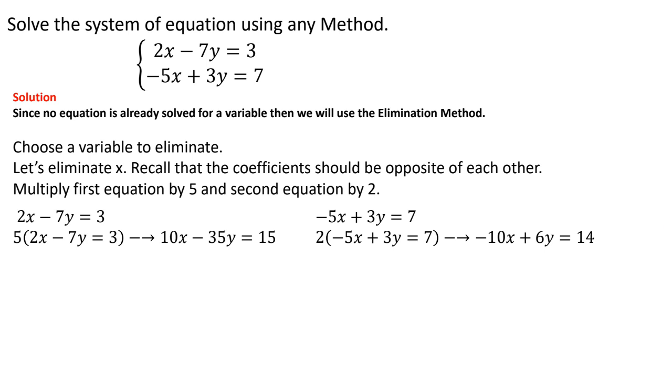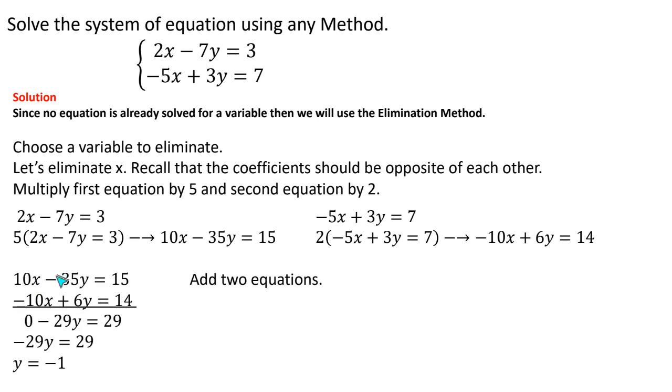Okay, so now I have rewritten my equations, and now notice that one has a positive 10x and one has a negative 10x. So I can proceed with my method. So I'm going to add both equations. So I'm going to write them like this so that I can add them.